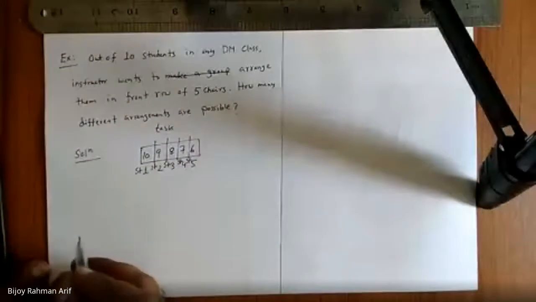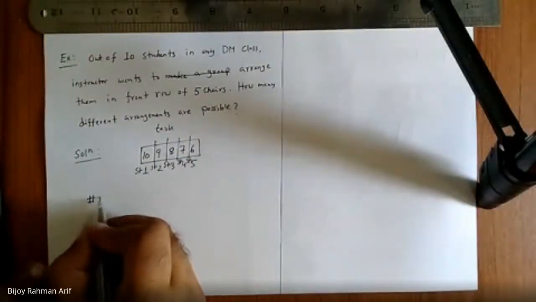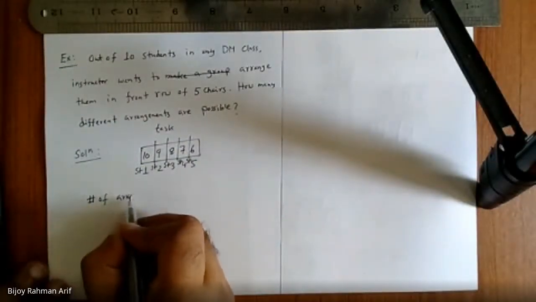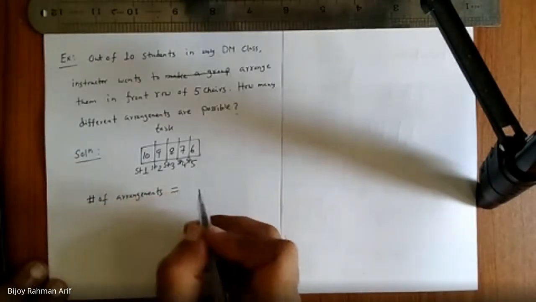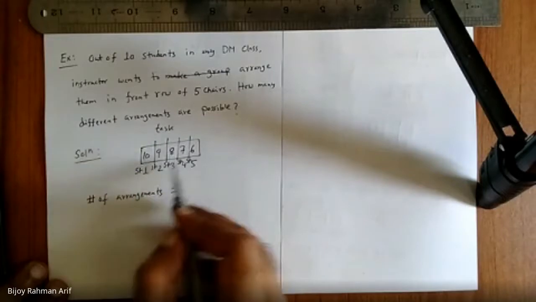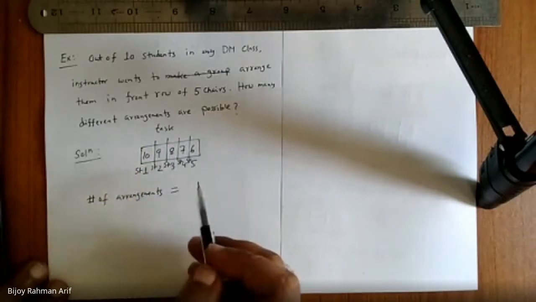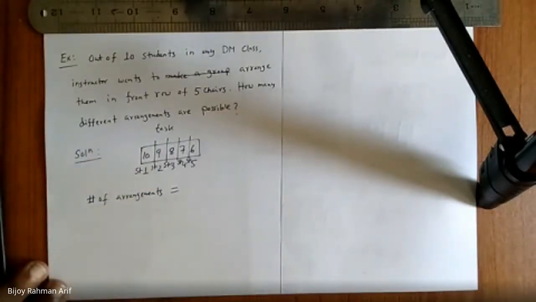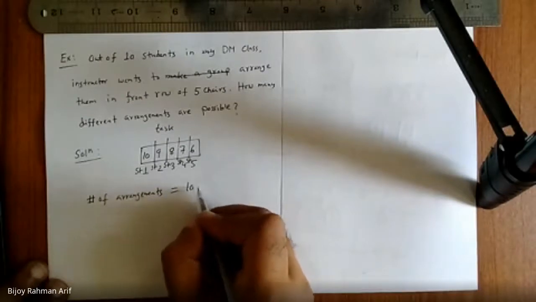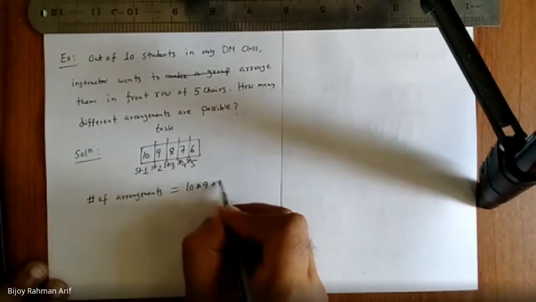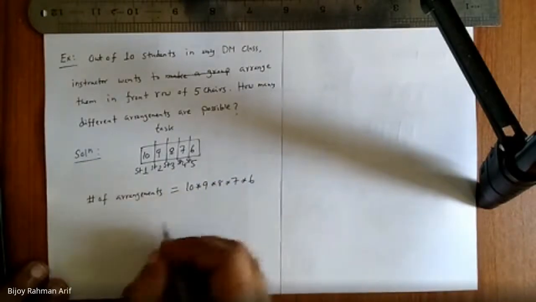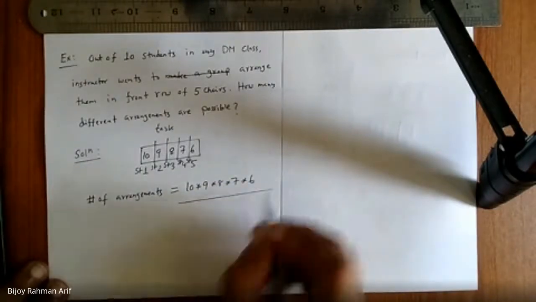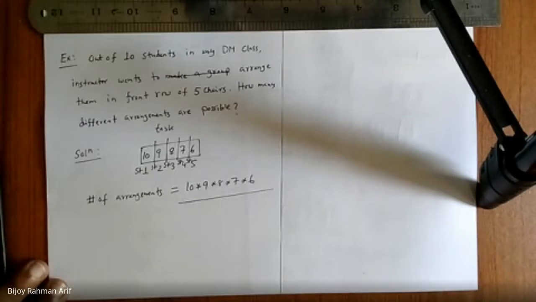So the number of arrangements is nothing but, it is a task. A big task is divided into subtasks. So we are solving the task in stages. So it is nothing but 10 star 9 star 8 star 7 star 6. All right. So how can you express it using factorial?